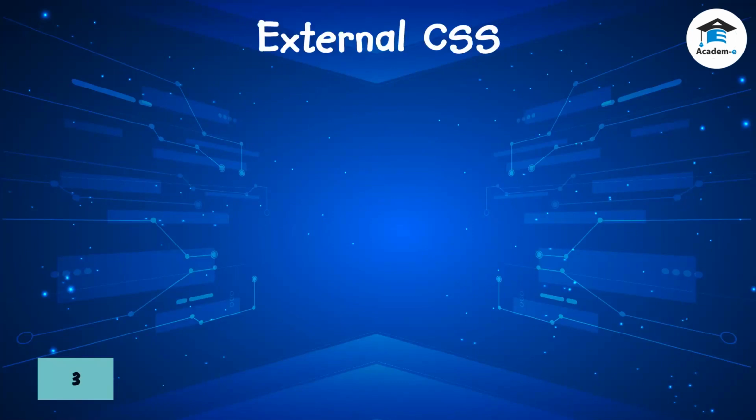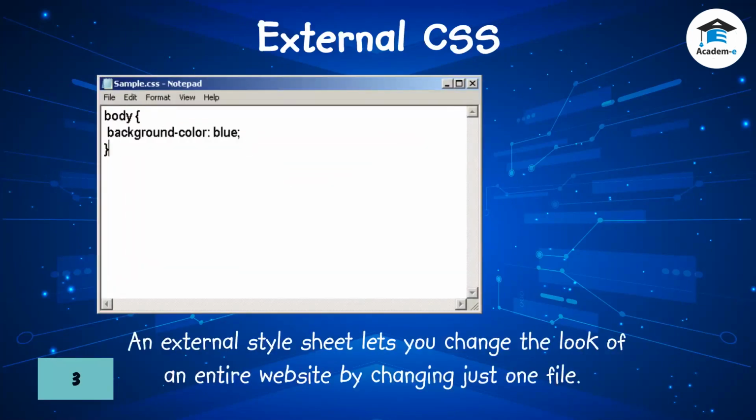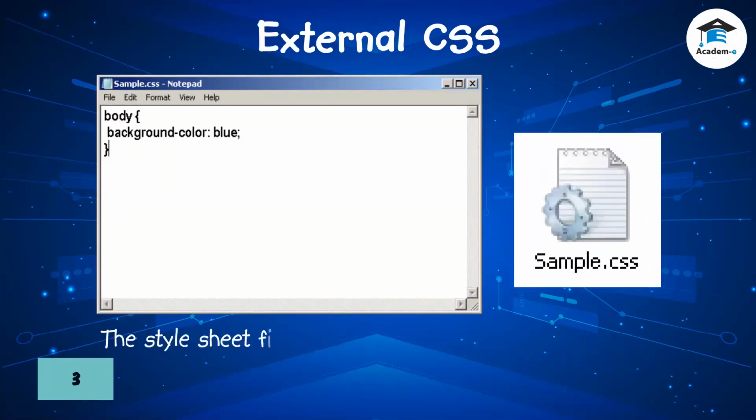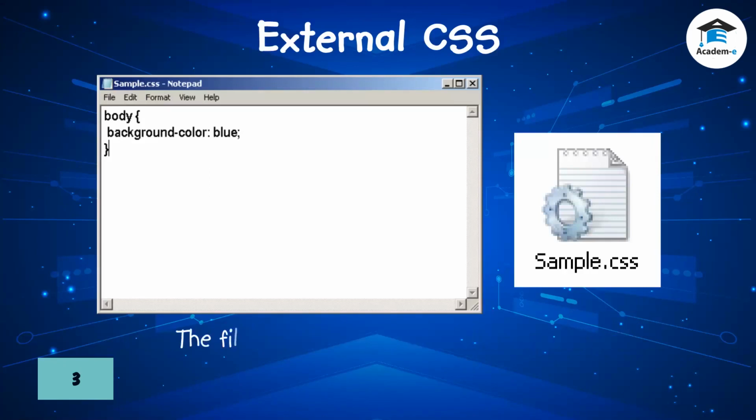External CSS. An external style sheet lets you change the look of an entire website by changing just one file. The style sheet file must be saved with a .css extension. An external style sheet can be written in any text editor. The file should not contain any HTML tag.